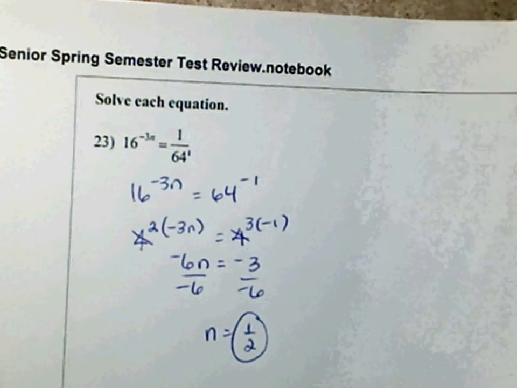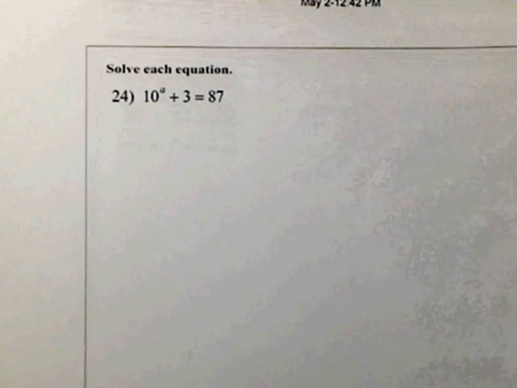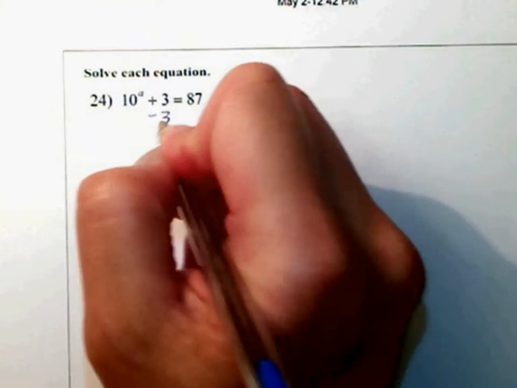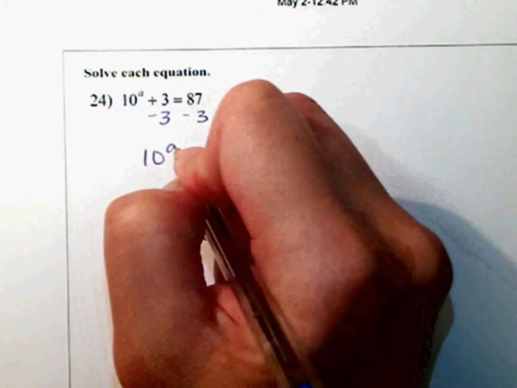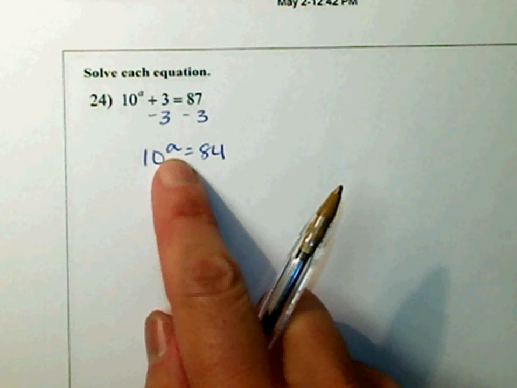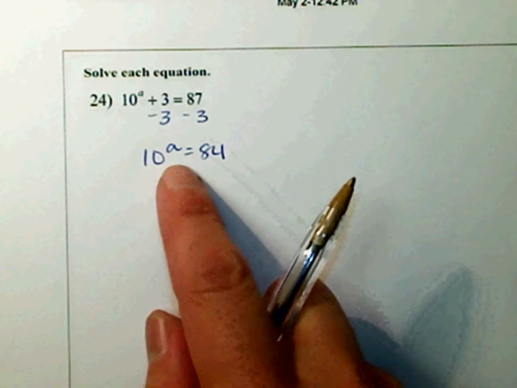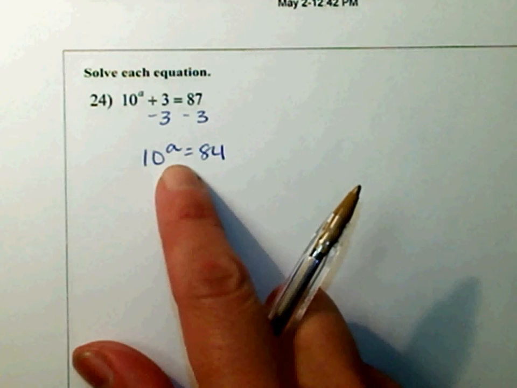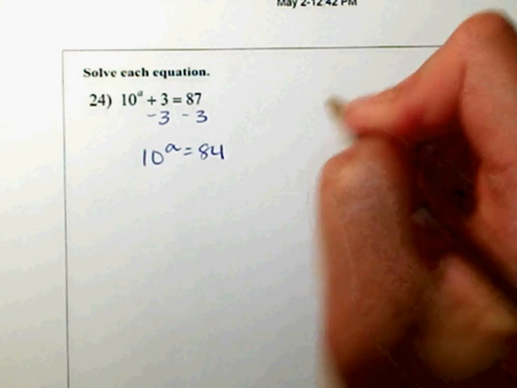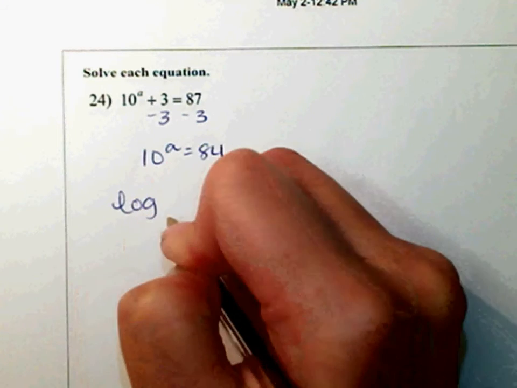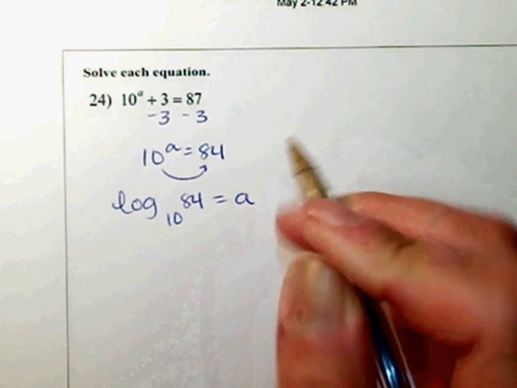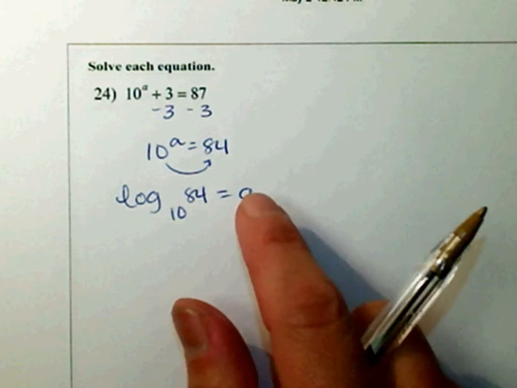Number 24. To complete 24, subtract 3 first. So now you have 10 to the a is equal to 84. Now notice the location of your a. It's in exponential form. The inverse of an exponent is your logarithm. So I'm going to rewrite this. All right, so you're going to take log base 10 of 84 is equal to a. You see that right there? Solving for a, you can plug this into your calculator.